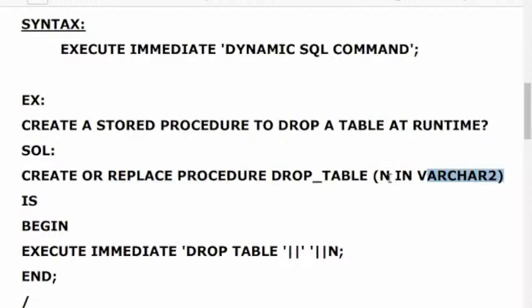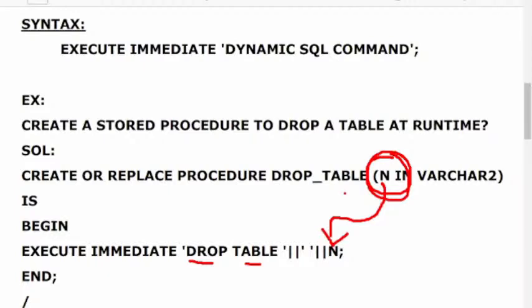The purpose of the IN parameter is storing. Next is begin, and our command is execute immediate. Under this command we write our statement: drop table, and for the table name, which I am passing at runtime, whatever table name you send at execution level, I store into the N parameter. That N parameter I substitute here.